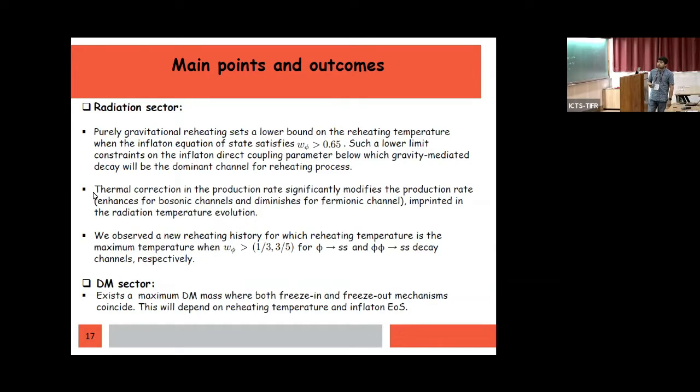Another thing is that in the dark matter sector, there always exists a maximum dark matter mass above which we are not able to go. Then we always have under-abundance. And that strictly depends on the temperature and the inflaton.